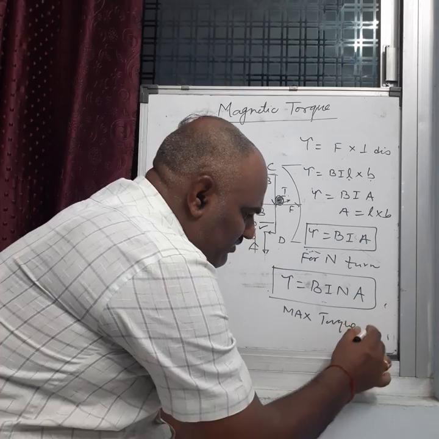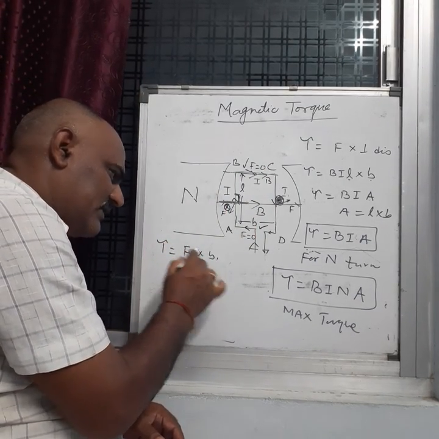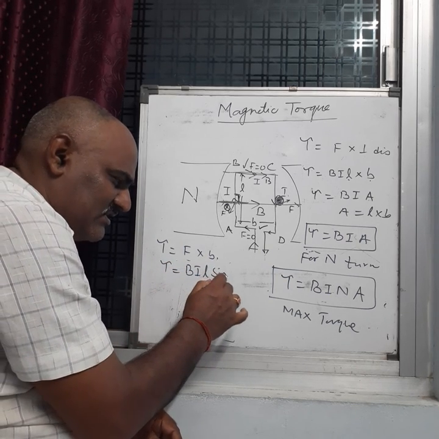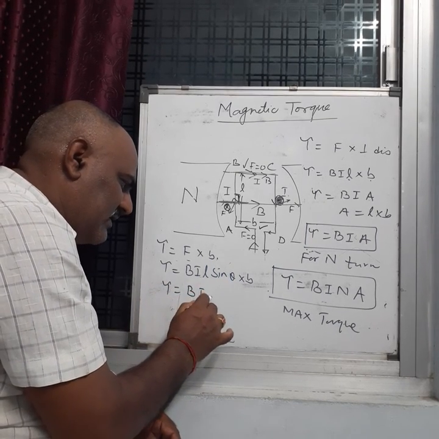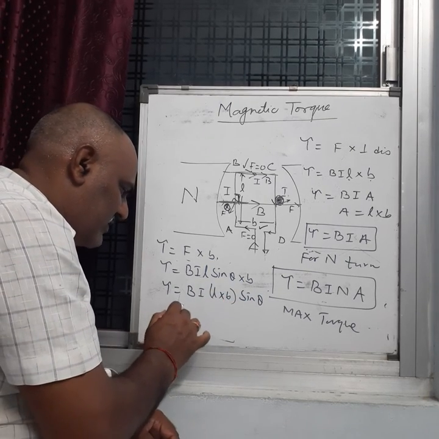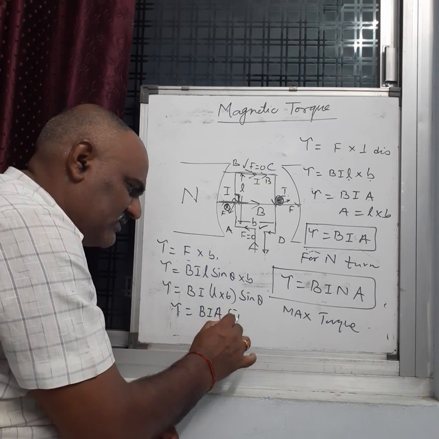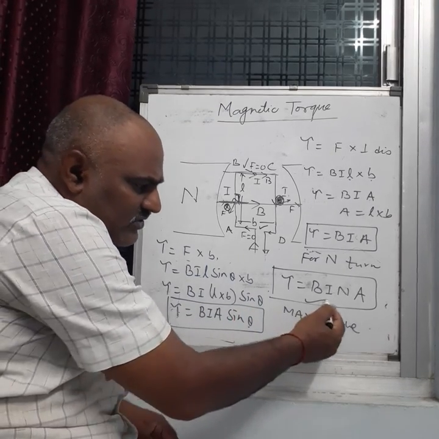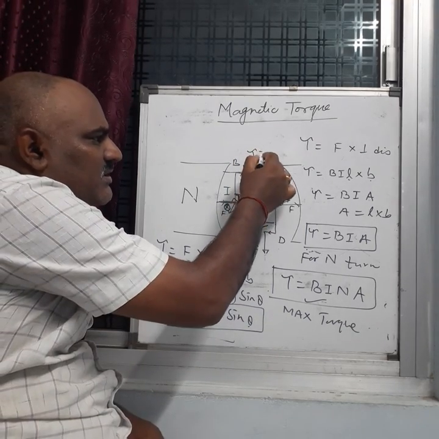What will be the general formula for the torque? Tell me. The general formula for the torque will be like that: BIL sin theta. And this torque equals BIL into b sin theta. Now see, what is L into b? Area. So this is the general formula, and this is the maximum torque. If theta equals 90, then you will get the maximum torque. If theta equals 0, torque will be 0, meaning here torque will be 0.